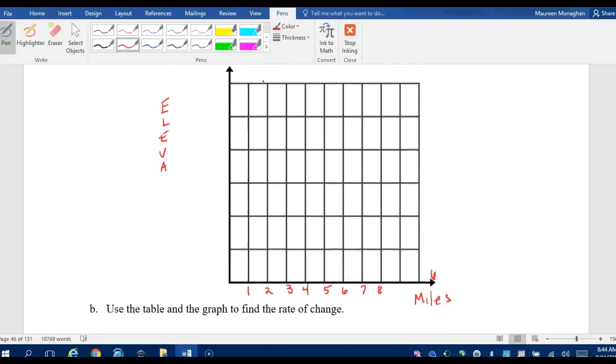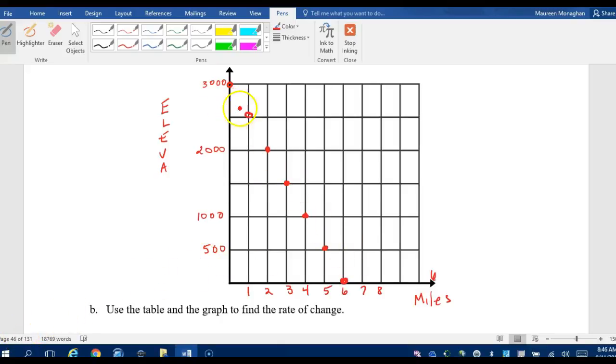So what might be good numbers to go up by? Well, we have 1, 2, 3, 4, 5, 6. So 3,000 divided by 6, that gives us 500. So we could go up by 500. 1,000. Let's go jump up here to 2,000 and then 3,000. So go ahead and plot those points on here.